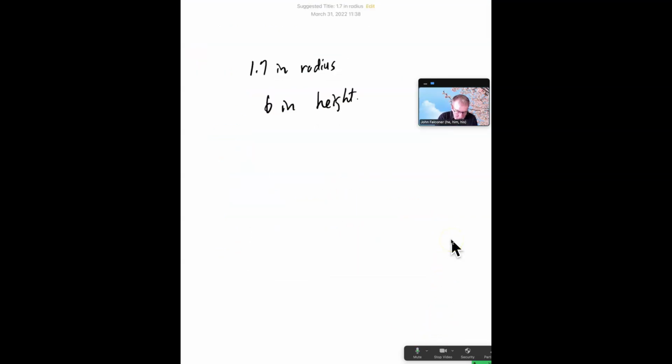So let's draw a picture of a can. And so 6 inches here for the height, and then the radius here, right? So that's from the center out to the edge. That's 1.7 inches. That's r.